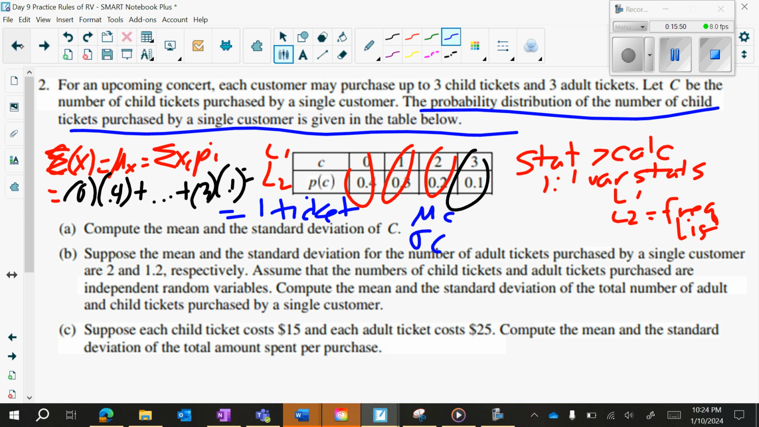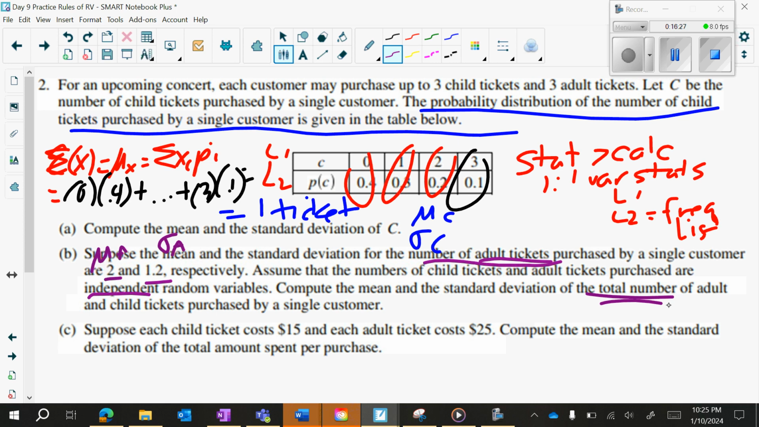Okay, so now we go on to part B and C, and here's where we get into the rules of random variables. So let's read B. Suppose the mean and the standard deviation purchased by a single customer are 2 and 1.2 respectively. So the mean and the standard deviation of adult tickets, I should underline that, are 2 and 1.2. Assume that the number of child tickets and adult tickets purchased are independent. That's important. It means we're going to have to combine them. Compute the mean and the standard deviation of the total number of child tickets and adult tickets.